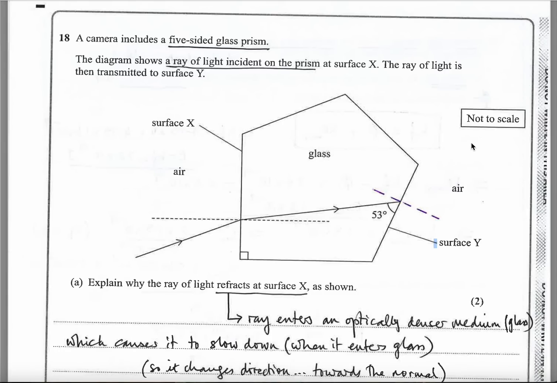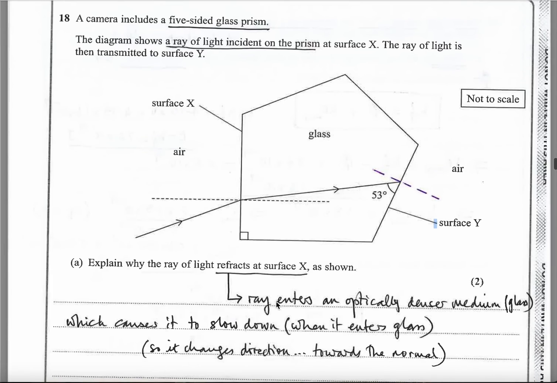They've shown that it's not to scale, so you can't just simply measure it. They don't want you getting your protractor out and measuring it. Explain why the ray of light refracts at surface X. What does refract mean? Well, at surface X, the ray enters an optically denser material, in that glass is denser than air. So when it does that, it causes it to slow down, so it changes direction towards the normal.